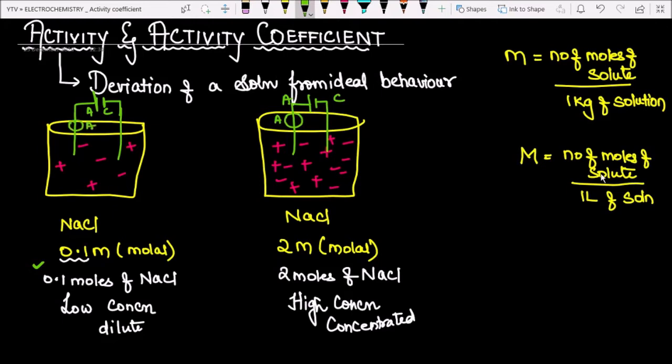The amount of current that is generated. So what would anyone expect is that since the second solution is concentrated, the current that is going to be produced in the second case should be higher because there are a lot of ions. If there are a lot of ions, there is going to be more electricity generated. Whereas in the first case, one would expect the current produced to be lesser.